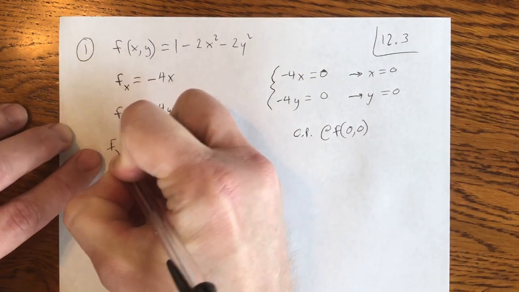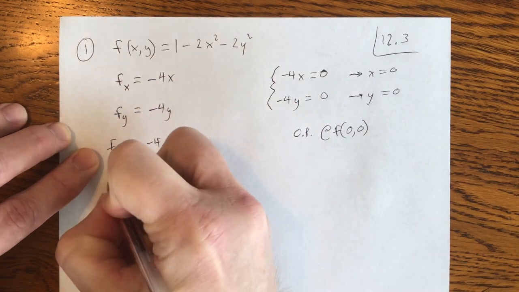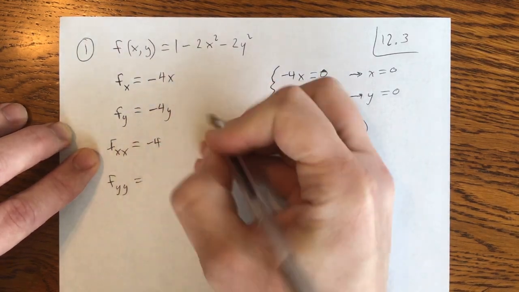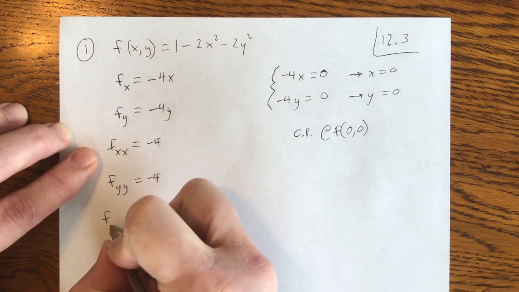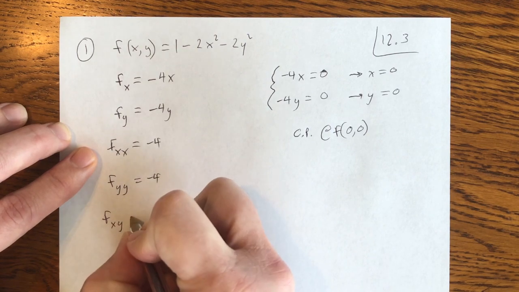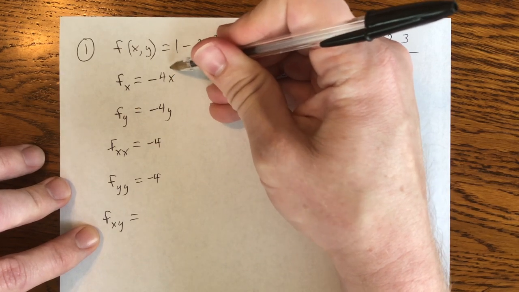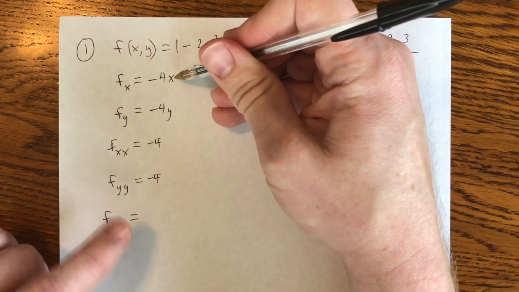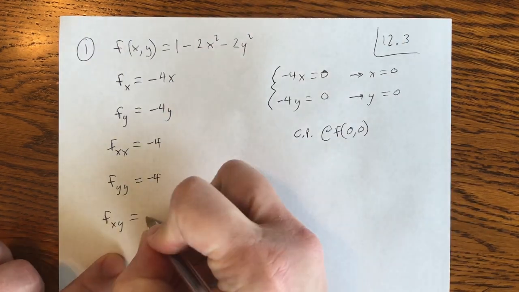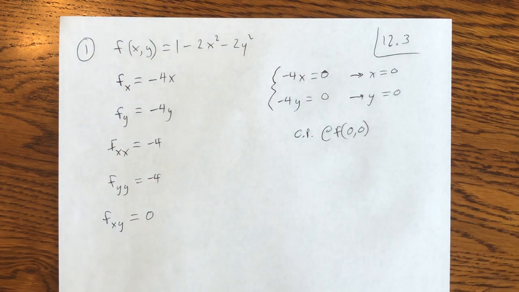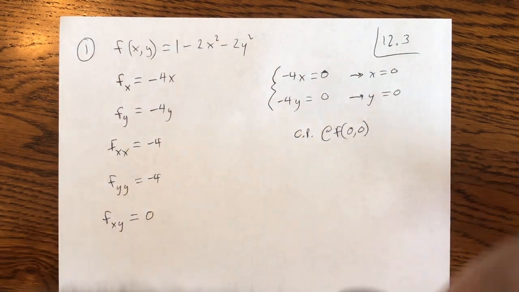So your second partial with respect to x is going to be the derivative of this one, which is just negative 4. The second partial with respect to y is just going to be the derivative of this one, which is negative 4. And your first partial with respect to x, second with respect to y, is going to be based on this one, and now differentiating it with respect to y. Because you're now differentiating it with respect to y, this is considered a constant, so the derivative is just 0.